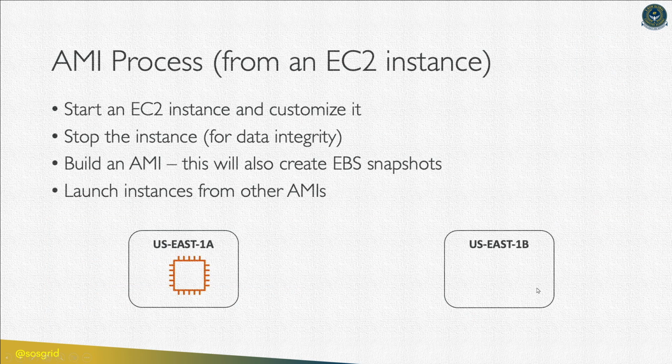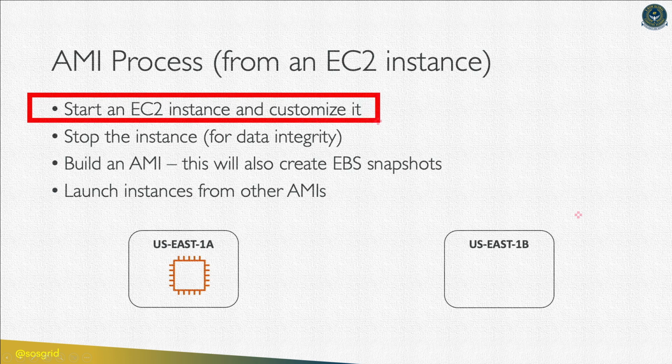And then finally, the process of creating an AMI is pretty simple. First of all, you need to start an EC2 instance. Then you customize the AMI you want. Remember, the first step is to start your instance. If you don't have an instance, you want to create one, and we are going to customize it. We are going to create our AMI from an existing EC2 instance and then customize it.